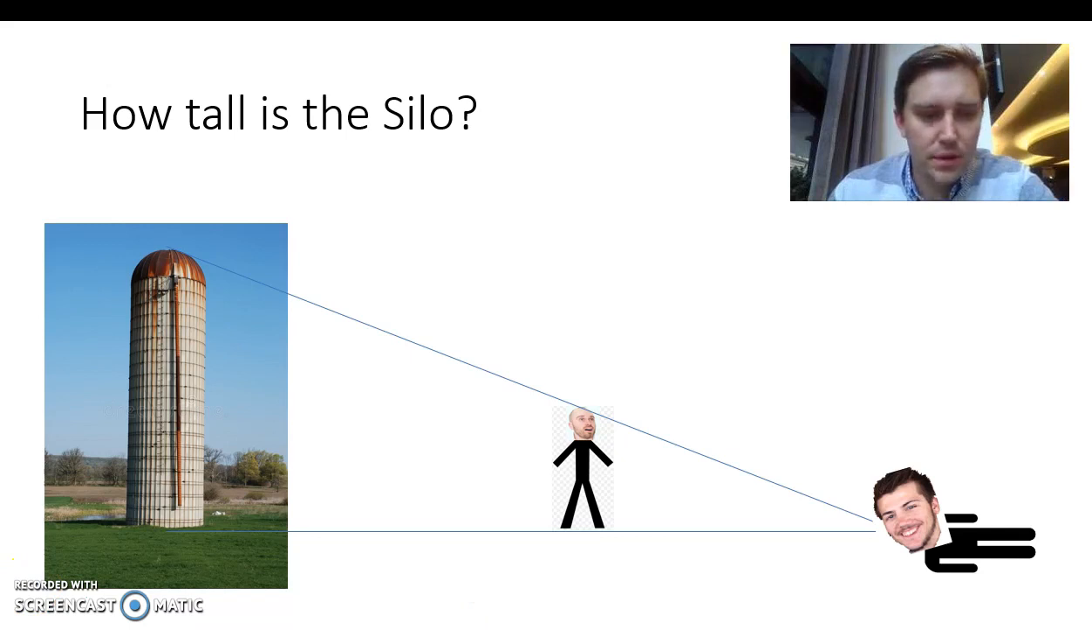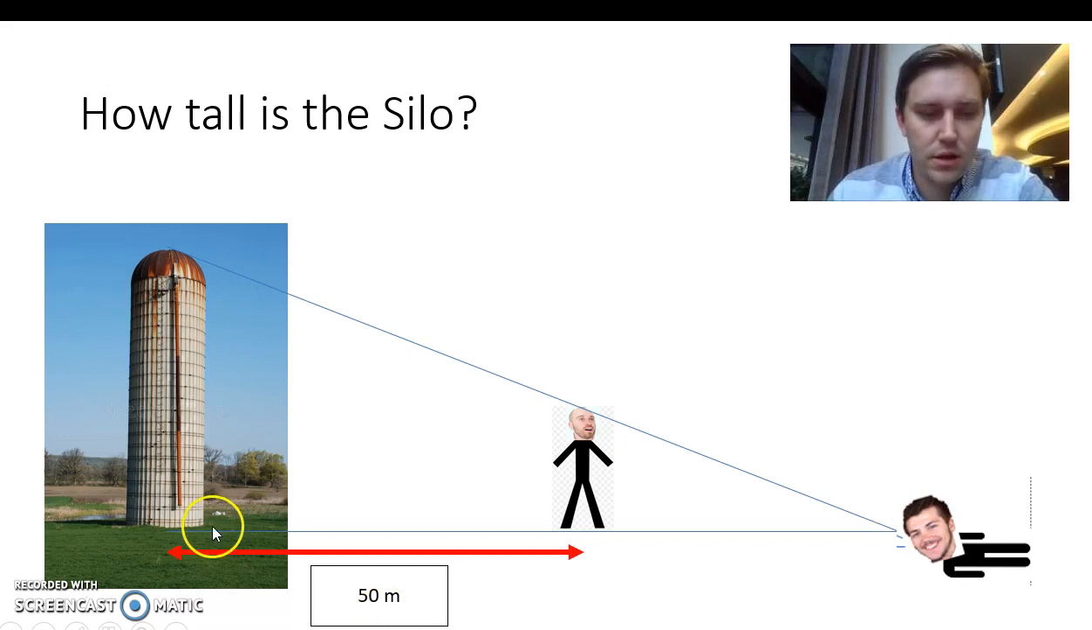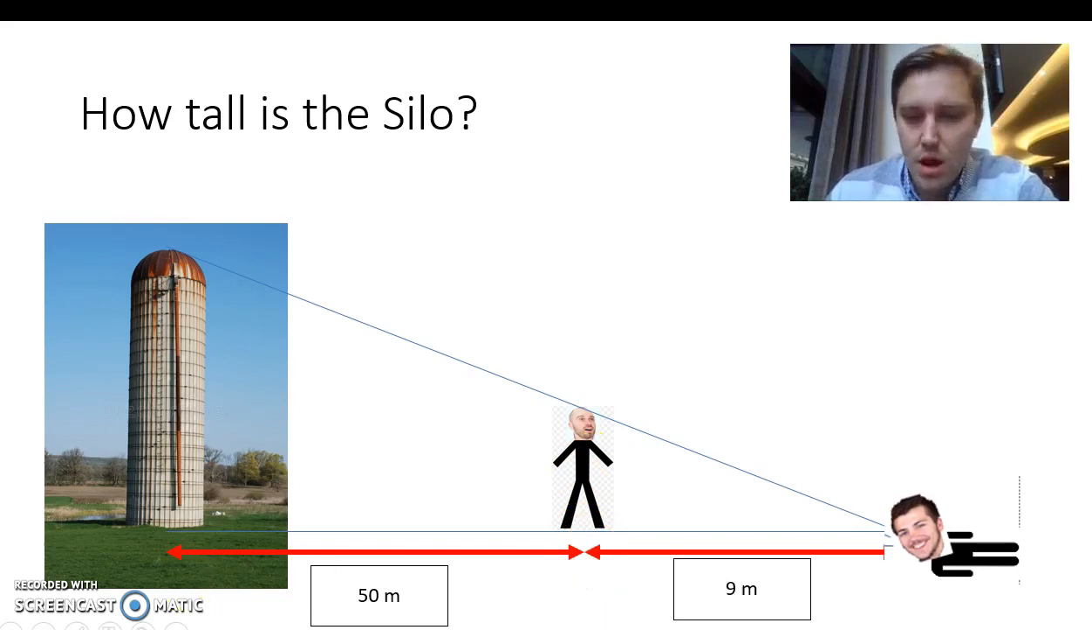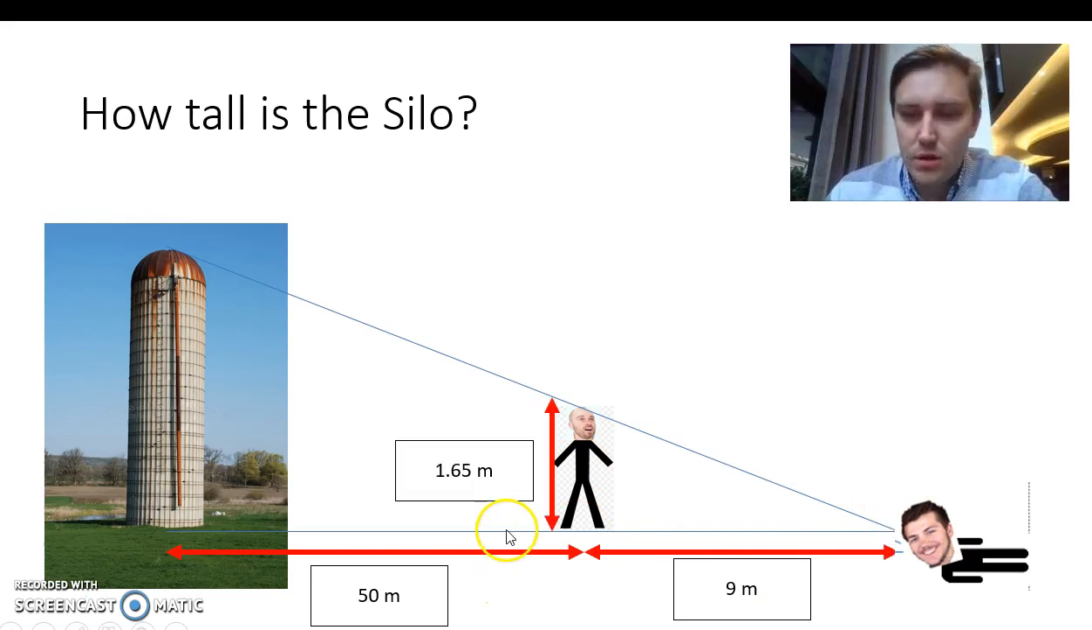Now the next bit that we need to do is, because we can't climb up that tower, measure a few things, except for this. We can measure the distance from the silo to Mr. Langhans, which is 50 metres, and from Mr. Langhans to Mr. Haylock is only 9 metres. We can also measure the height of Mr. Langhans from the top of his head to the ground. We've got all that information, but we still don't know about the silo.